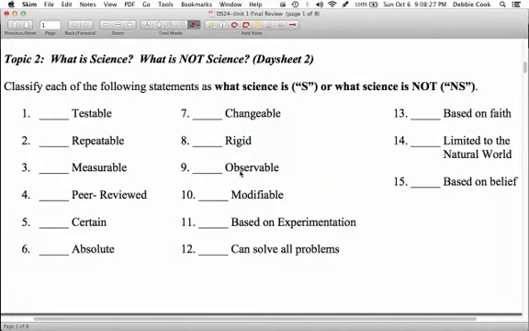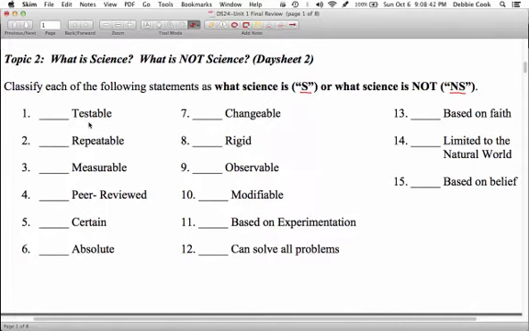The directions say to classify each of the following statements as what is science using an S or what is not science using an NS. So we're going to go through all 15 and simply state whether or not it's a part of science or it's not. So let's start with number 1.